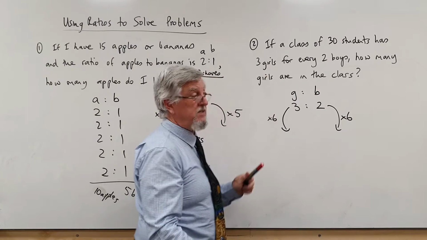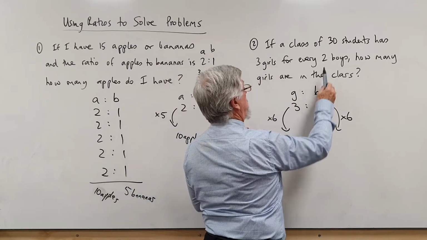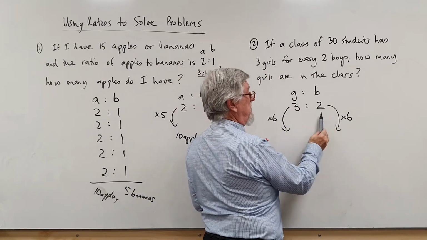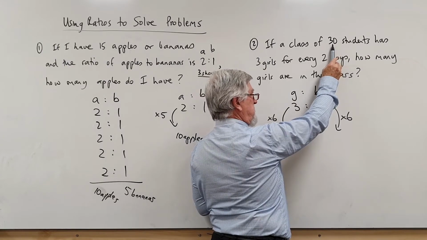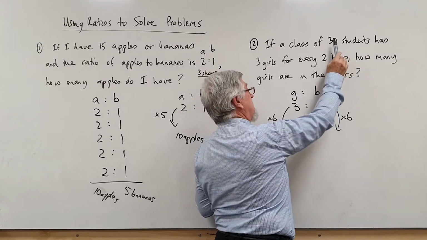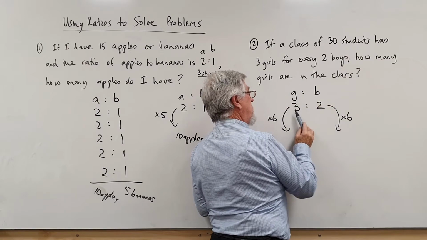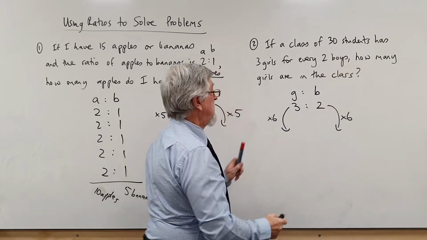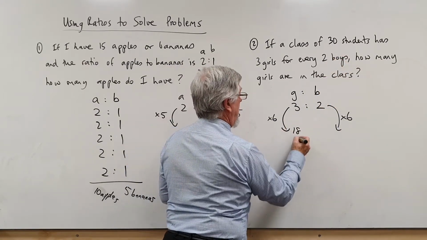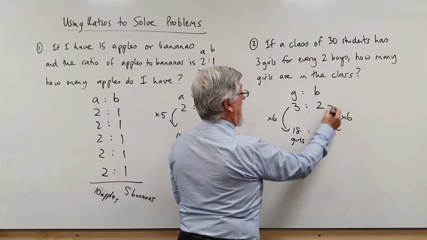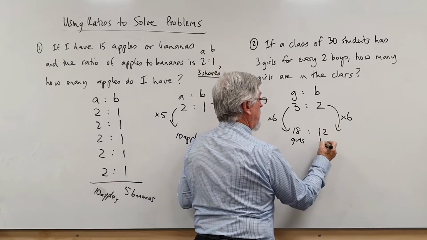So the short way is 3 plus 2 is 5. 5 into 30 goes 6. So I'm going to get 6 lots of that and 6 lots of that. 6 lots of the girls, 6 lots of the boys. So 6 3s are 18, so we'd have 18 girls. And 6 2s are 12, so I'd have 12 boys.